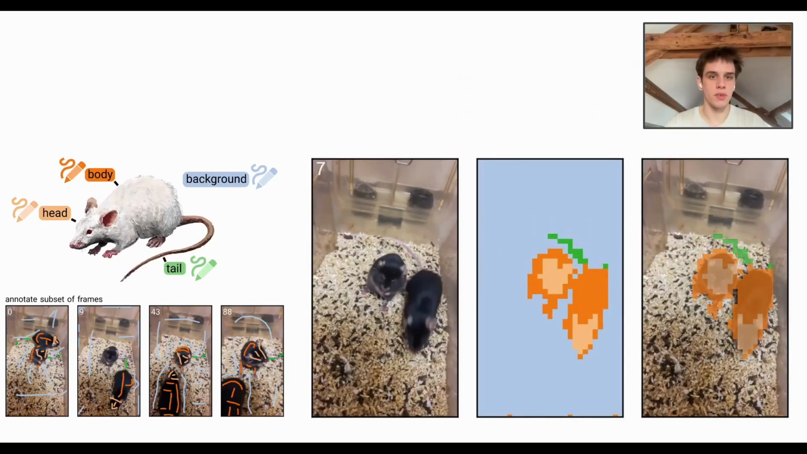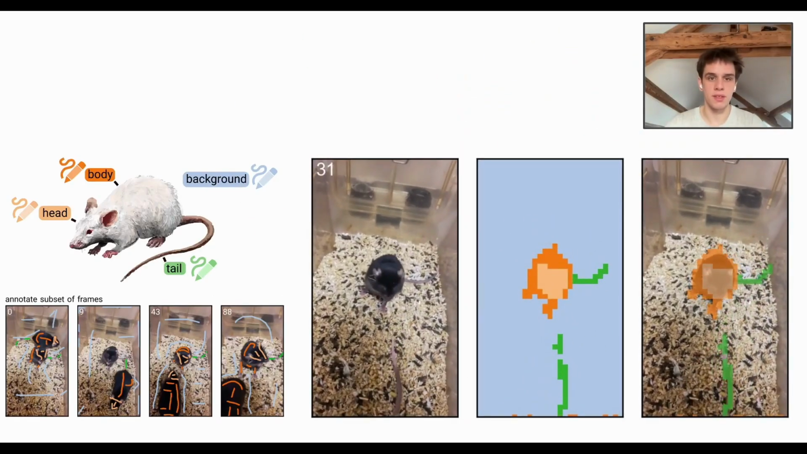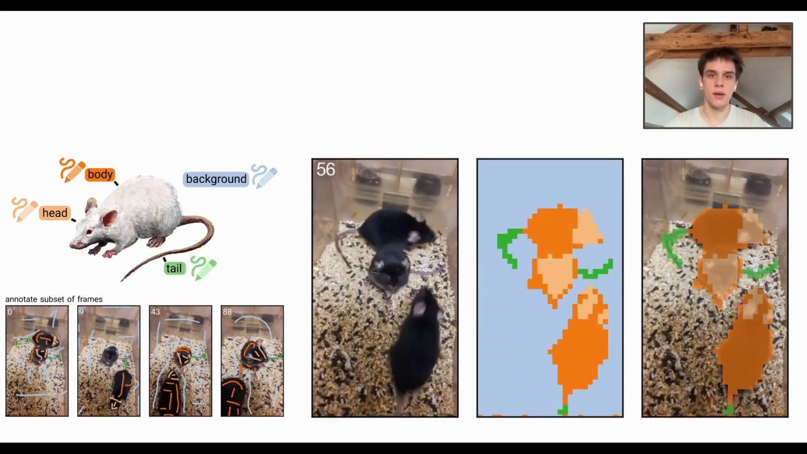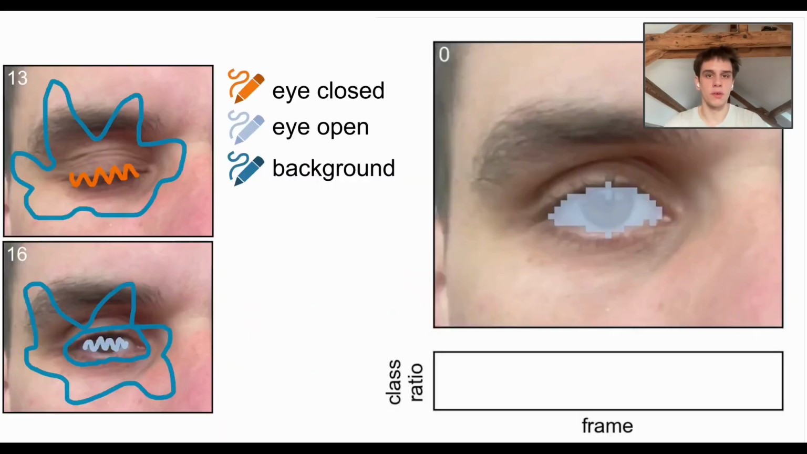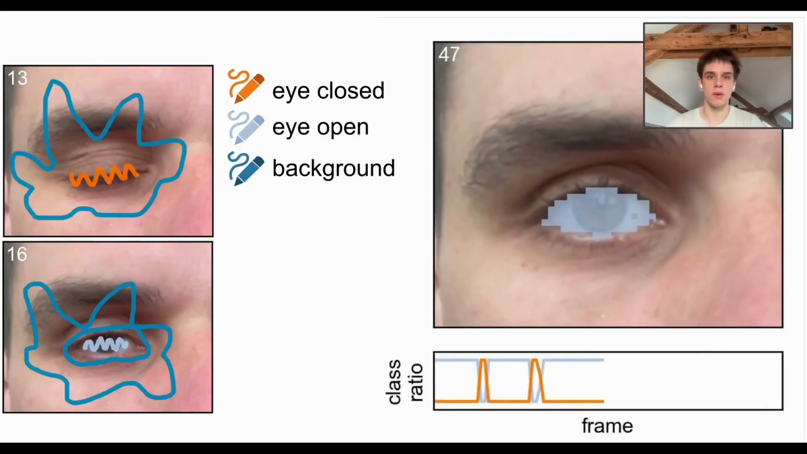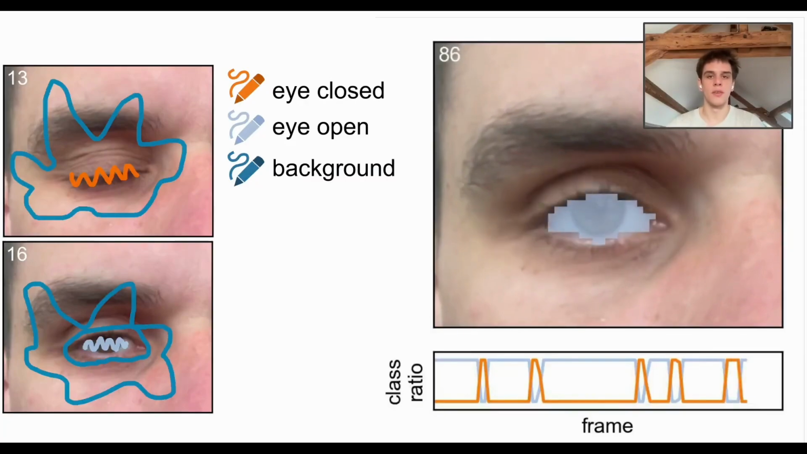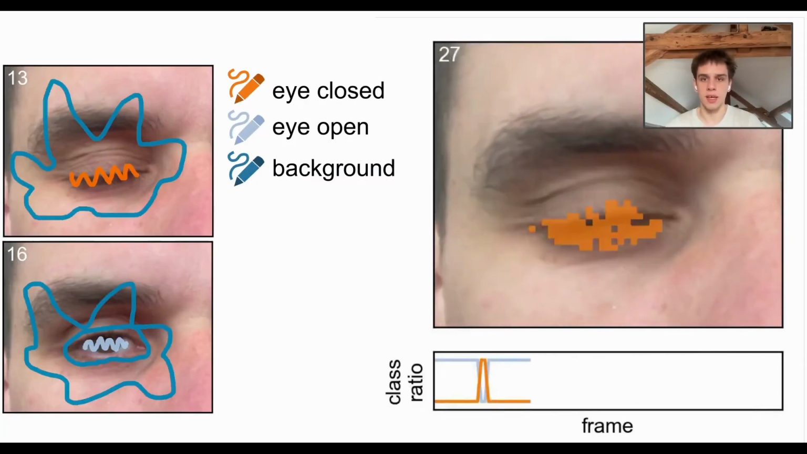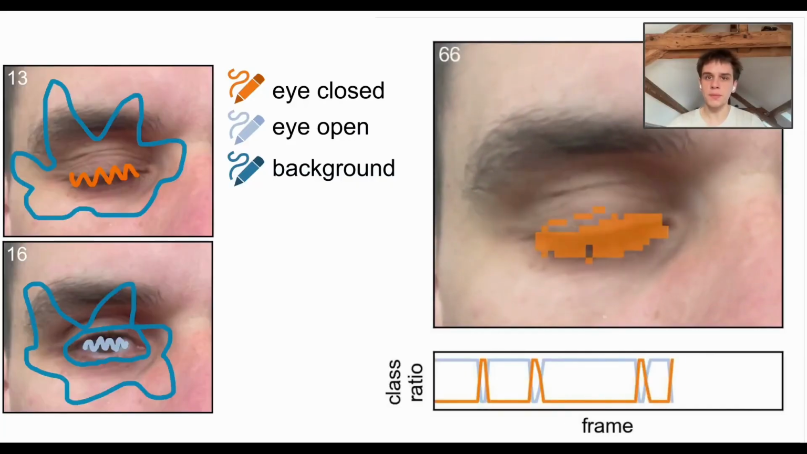Also works in other animals. Here, for example, you can see mice where we segment the tails and head. Also works for behavior annotation. Here I just annotated 2 frames of an open and a closed eye. And when I blink, you can see that the algorithm is able to detect those.